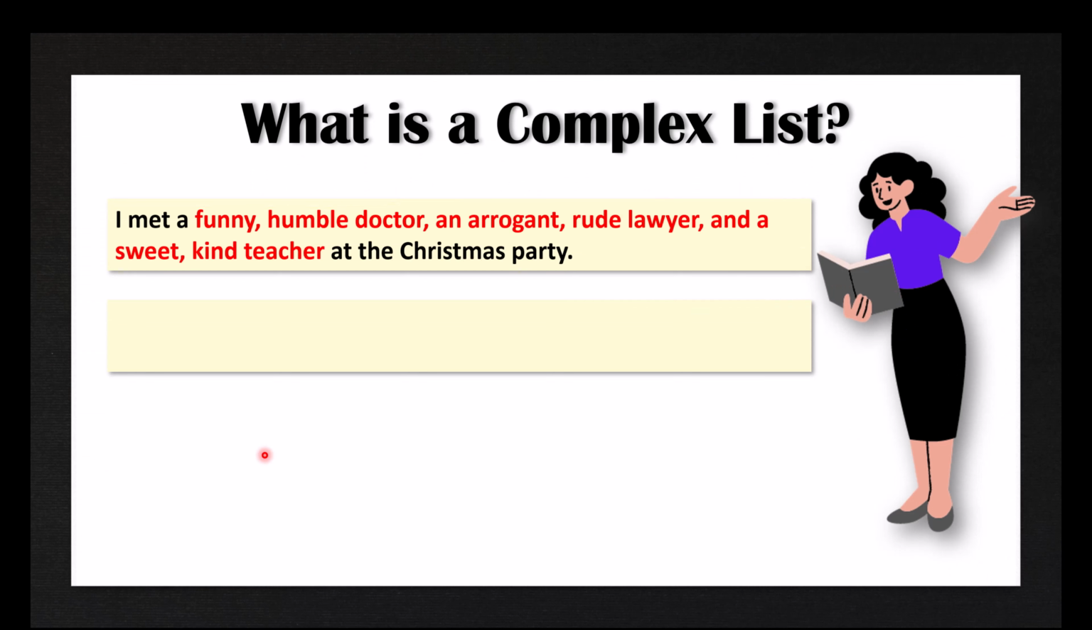So I do have a video that I will link you to in the description below on using commas with coordinate adjectives. But for example, we had, I met a funny, humble doctor, an arrogant, rude lawyer, and a sweet, kind teacher at the Christmas party. There's just too many commas here. There's a comma between the coordinate adjectives and after the profession, and it just looks too busy. We need to separate this with semicolons.